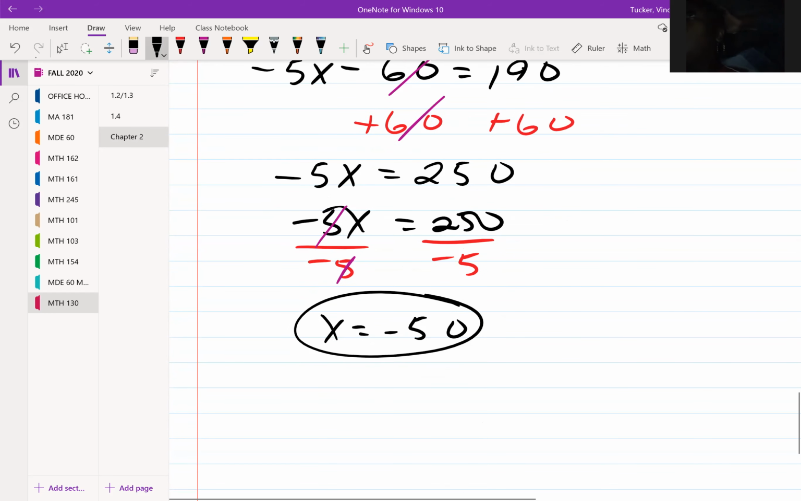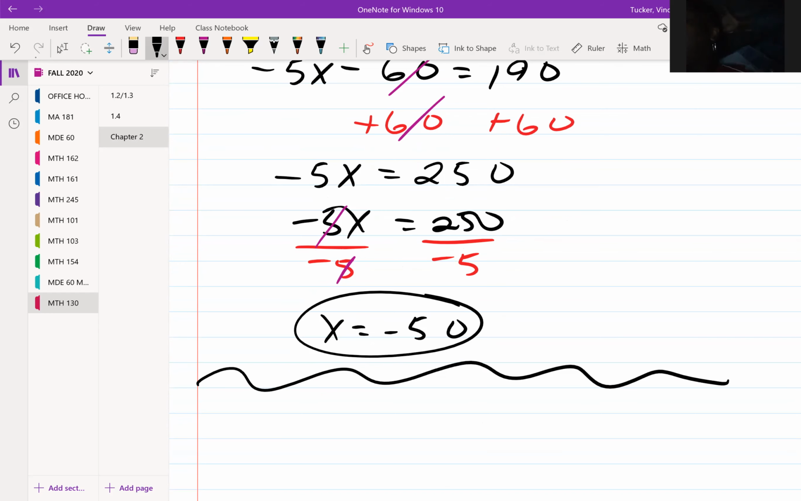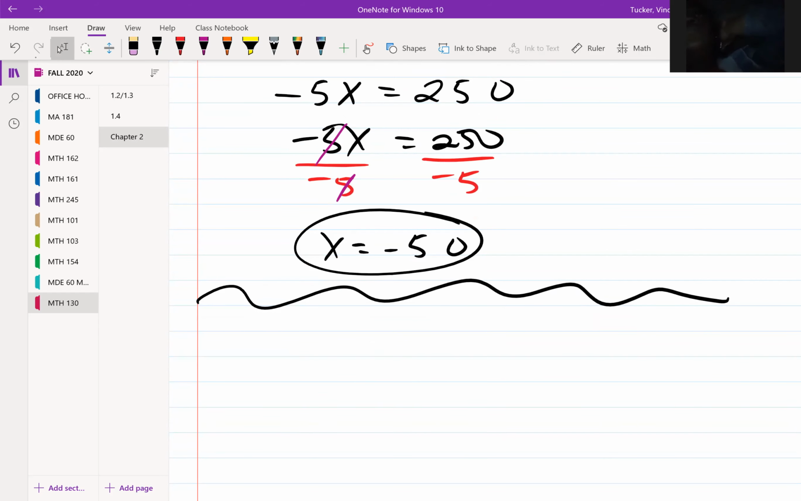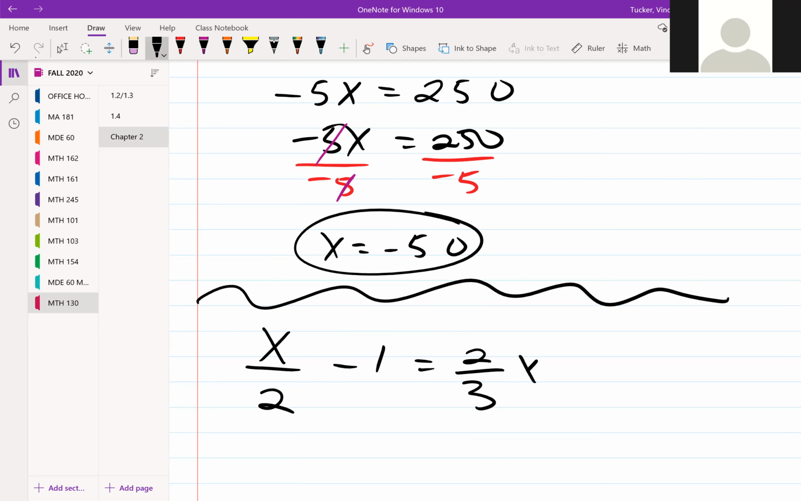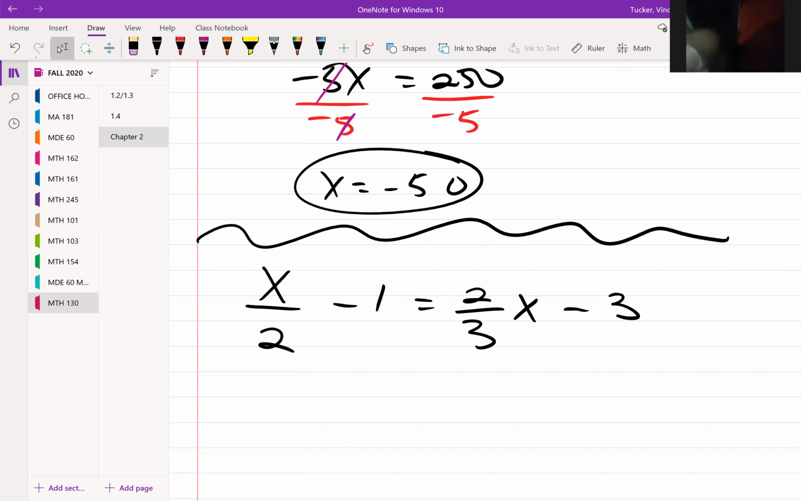All right, so let's do one that has a fraction involved. So here we have x over 2 minus 1 equal to 2/3 x minus 3. So we can handle this in a similar fashion that we did the one that had decimals involved.